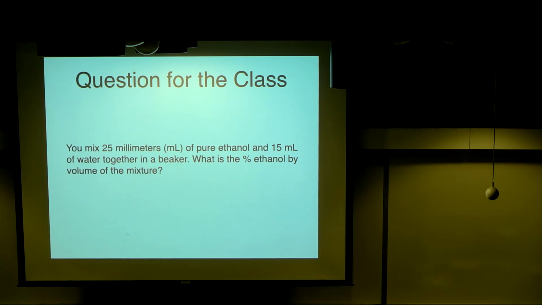You guys remember how a percentage like this is calculated? What do we do to calculate this kind of percentage? Yeah, so you take the amount of ethanol divided by the total amount, and then what? To make it a percentage? Multiply by 100, that makes a fraction like that into a percentage.